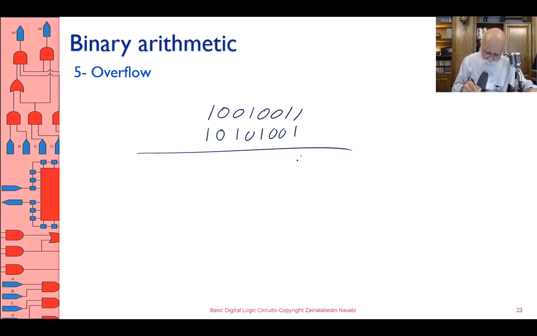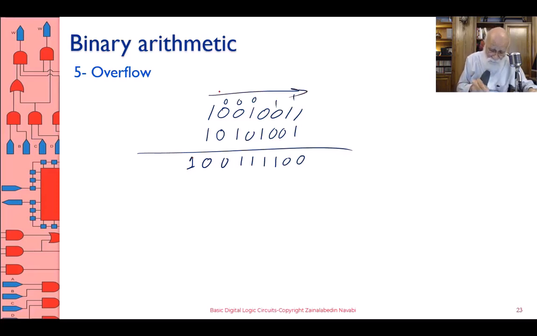1 and 1, 0, carry of 1. 1, 1, 0, 0, carry of 1. 1. 0 and 1 is a 1, carry of 0. 0, 1, 0 is a 1, carry of 0. 0, 0, 1 is a 1, carry of 0. This is 0, 1 and 1 is 0, and then I have a last 1.